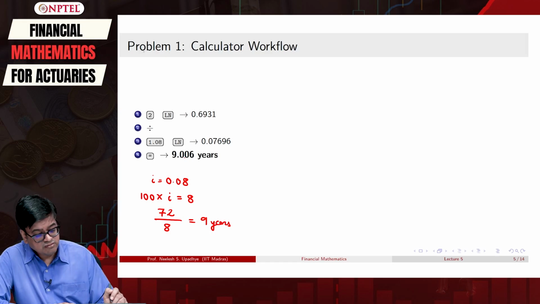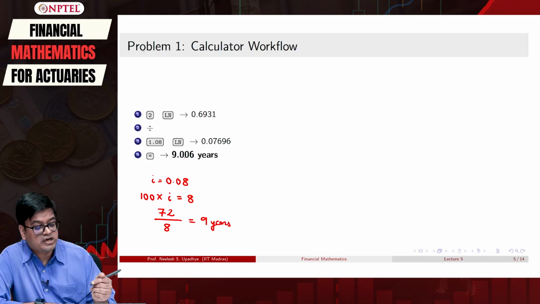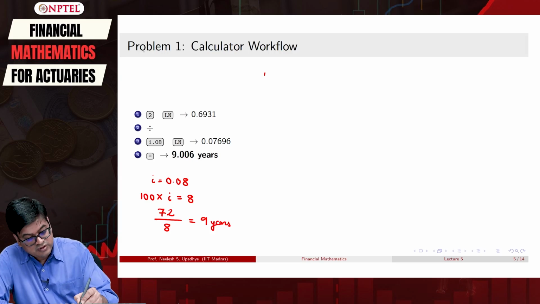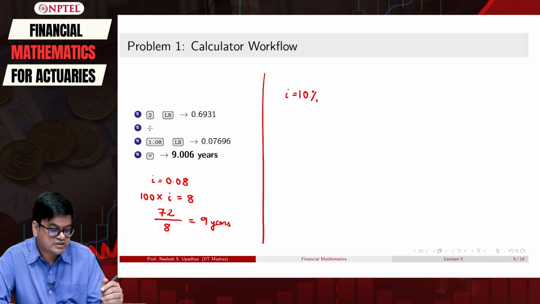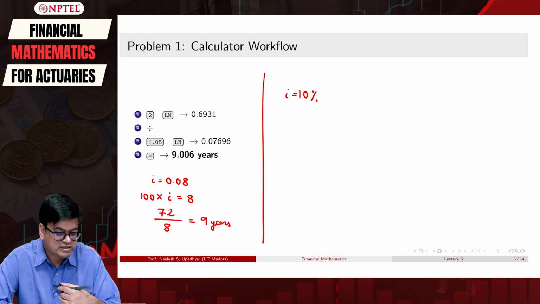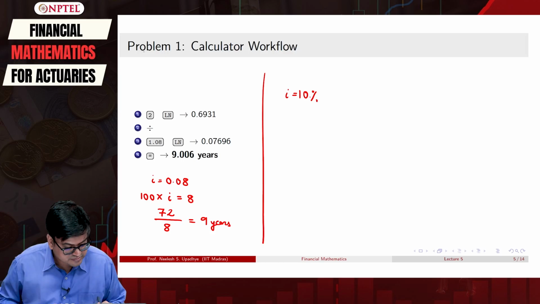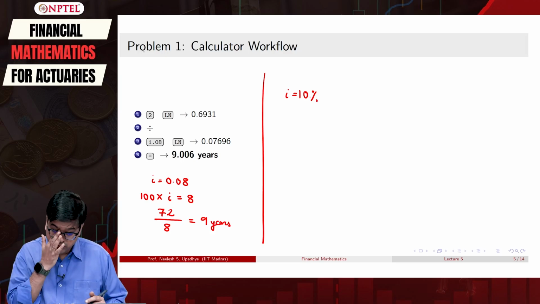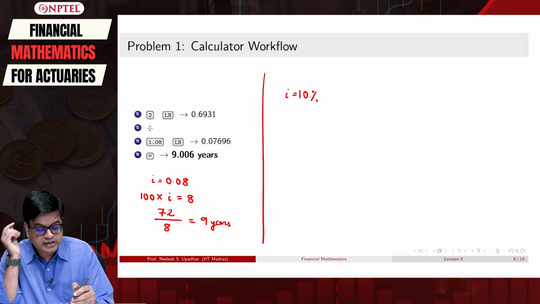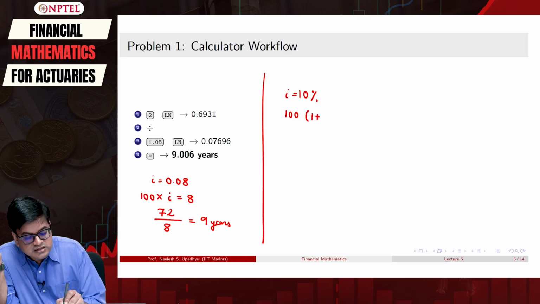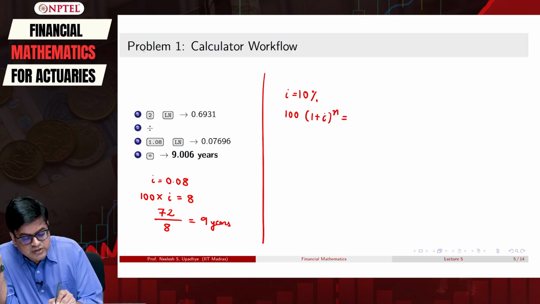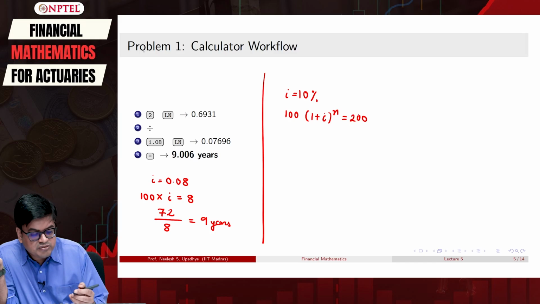Now I have repeated the question. What if my interest rate is 10%? What will happen? We will do the same question by taking the interest rate to be 10% and show you how close the answer is. So if the interest rate is 10%, step 1 is 1 plus i raised to n is equal to 2. Step 1 still remains the same. I have not actually substituted anything there.